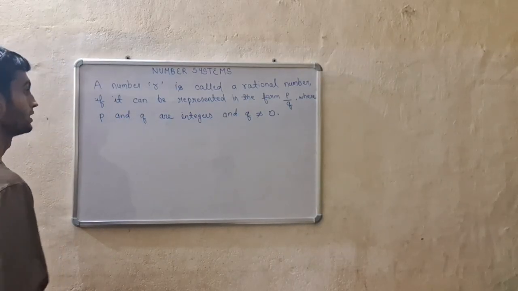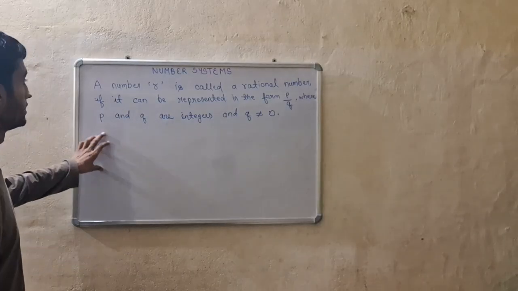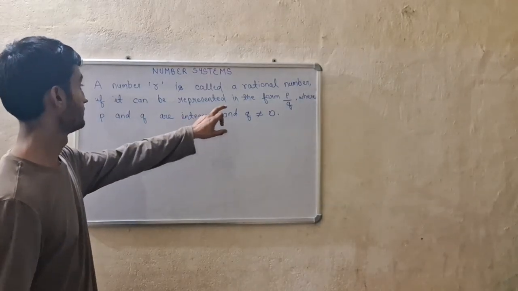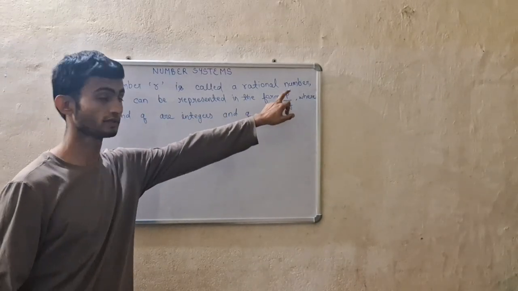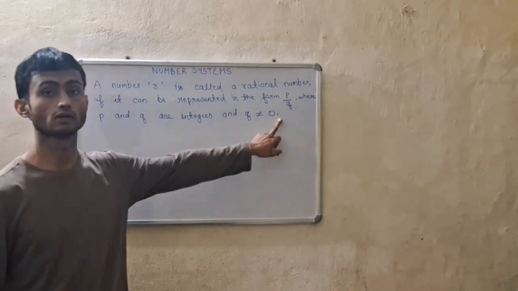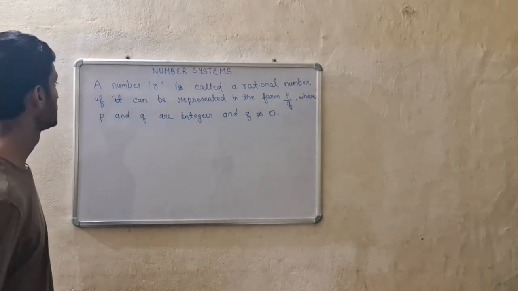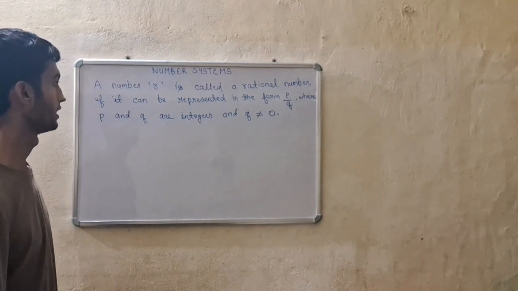What are they? First of all, it is represented in the form P upon Q, where P and Q are integers, and Q is not 0. Okay, so just two conditions. If it fulfills them, that number is a rational number, right?